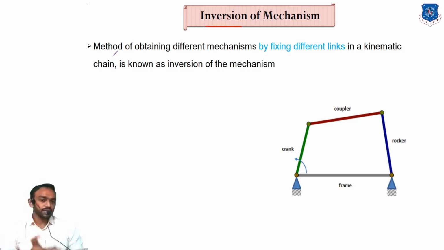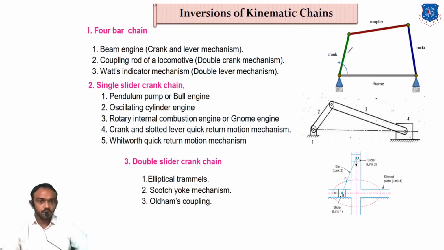So we can fix different links and obtain different mechanisms. That method of obtaining different mechanisms by fixing different links is known as an inversion. In total, in our course there are 11 inversions of these 3 chains: first is a 4-bar, then single slider and double slider. There are 3 inversions of 4-bar, 5 inversions of single slider and 3 inversions of double slider. So all these inversions we have to study.